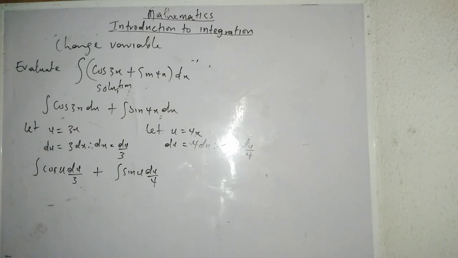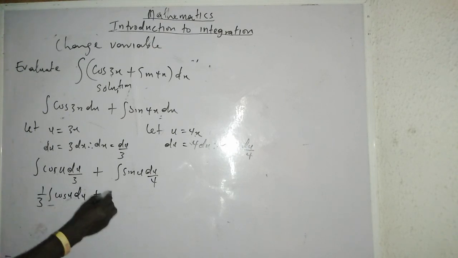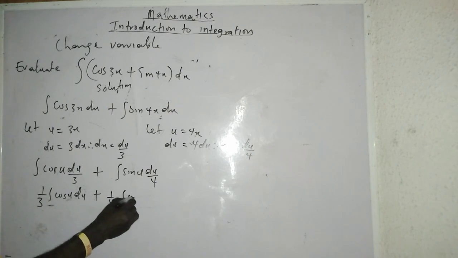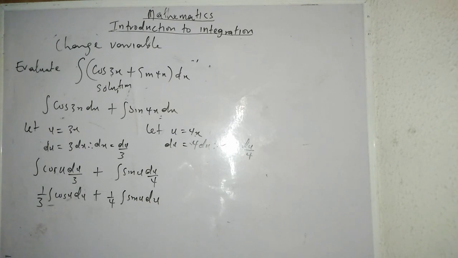They are constants. Don't worry, next video I'll work on properties of integration. So it is 1 all over 3 cos u du plus 1 all over 4 sin u du. Now, if I integrate my cos, I will have 1 all over 3 sin u plus also 1 all over 4 minus cos u plus k. Plus k is very important, because it's an indefinite integral.